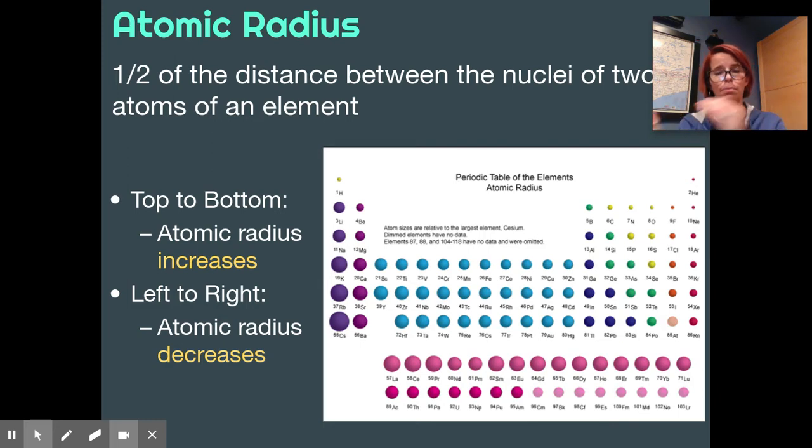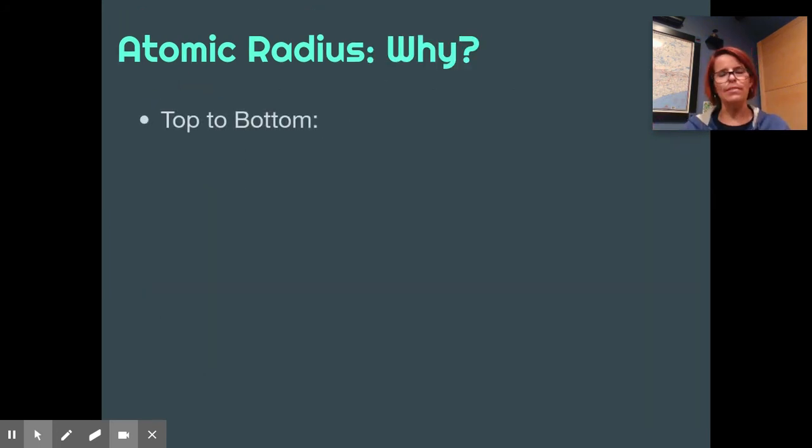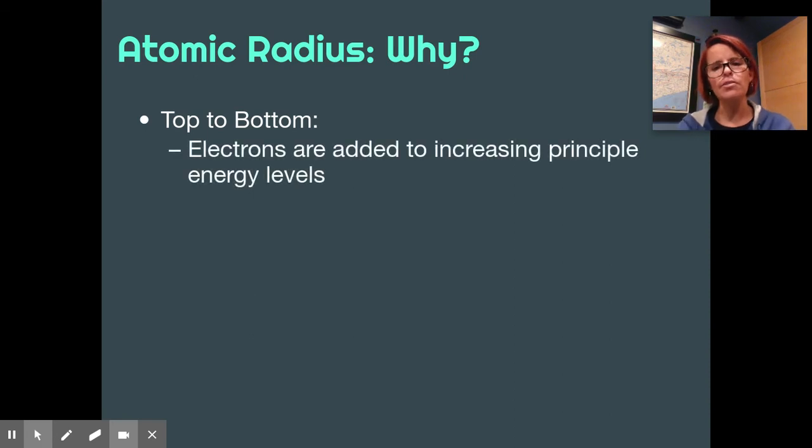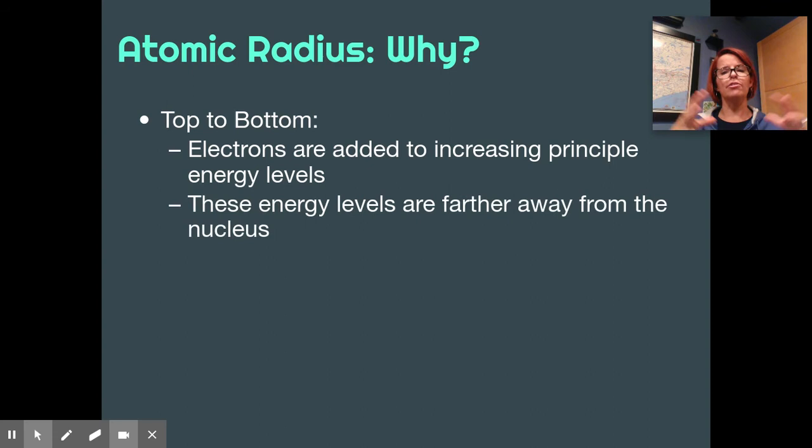As you move across the periodic table, we are gaining protons and electrons. Why would the atom diameter, why would the radius, be getting smaller? Well, there's a few reasons. As you go top to bottom, the electrons are added to increasing principal energy levels. So these energy levels are farther away from the nucleus and give it a larger radius. Makes sense. As you're moving from left to right, am I going left to right? Yep, this is my left, this is my right.